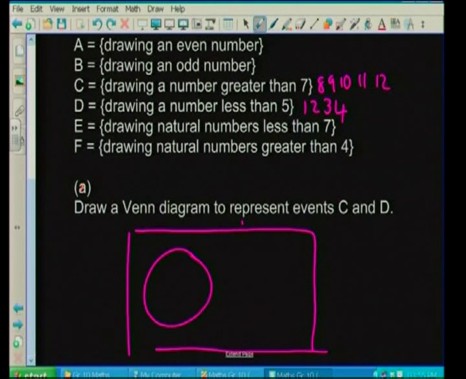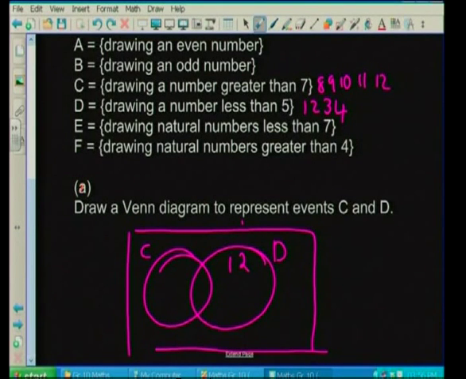So there's our Venn diagram, a circle for event C and a circle for event D. Now guys, the first thing that I notice is that events C and D have absolutely no elements in common. D is 1, 2, 3, and 4. C is 8, 9, 10, 11, and 12. So that means that these events are, again, mutually exclusive. Right, so let's put D's elements in. That's 1, 2, 3, and 4. And then the elements of C are 8, 9, 10, 11, and 12.